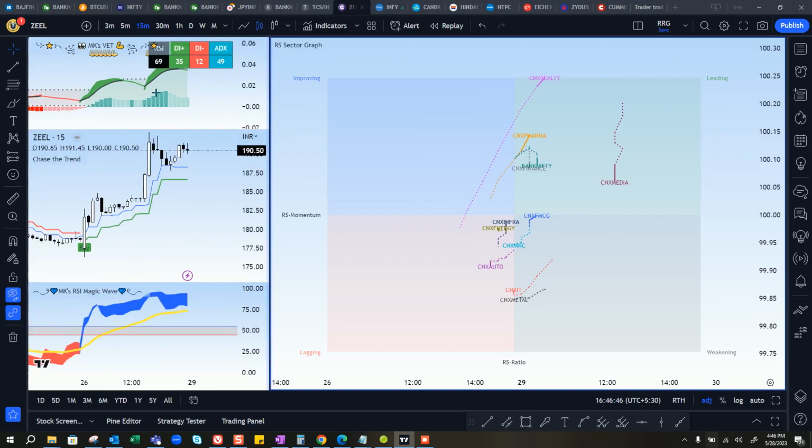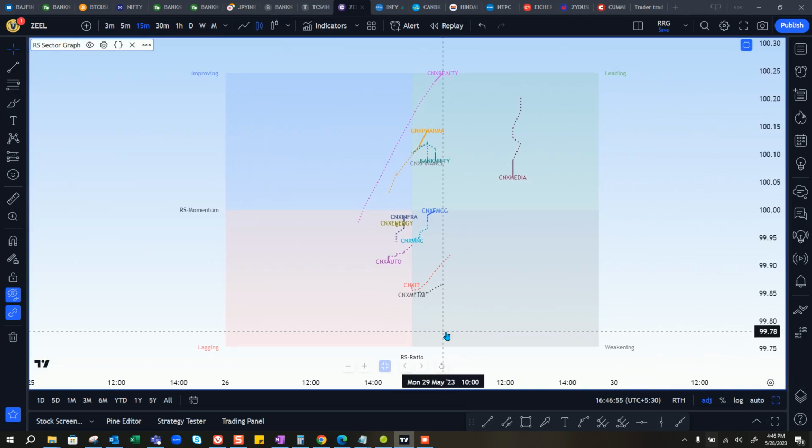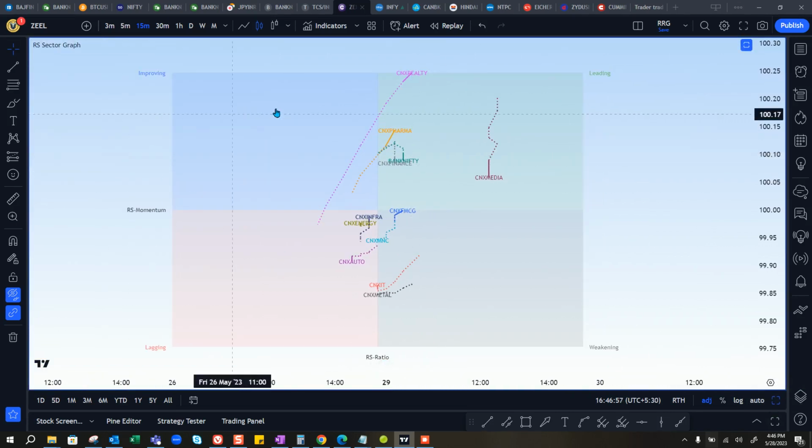Right now on my screen you see a bunch of indicators, but the only focus area is this one, the sector rotation graph. Let me zoom in on this one. Here you will see all the sectors in a 2D grid of leading, lagging, improving, weakening, with momentum and relative strength. This is on the 15 minutes time frame.